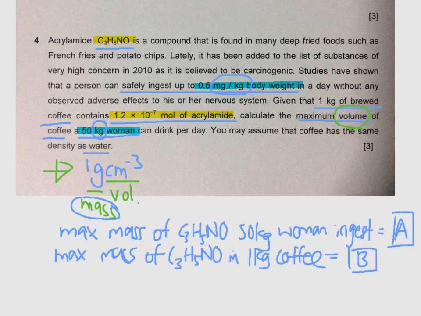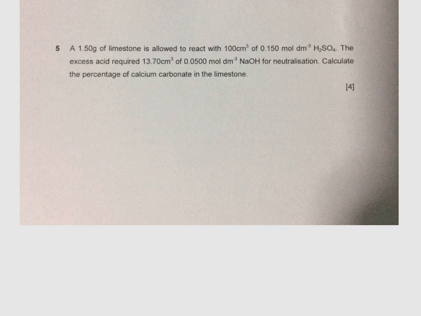Since you have the maximum mass, which is in grams, and you have the density, which is grams per cm cube, you think whether you should multiply these two things together or divide these two things such that your units will be cm cube and your grams will be cancelled out. So that will be question number 4.